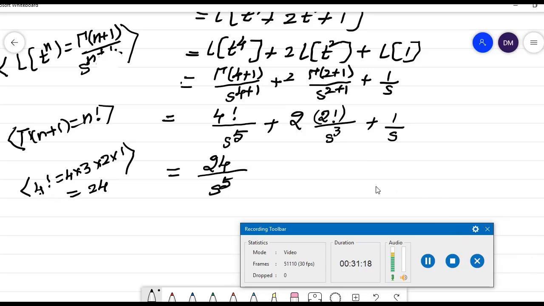Plus 2 factorial value is 2, and 2 into 2 is 4, so 4 by s cubed, plus 1 by s. This is the second problem.